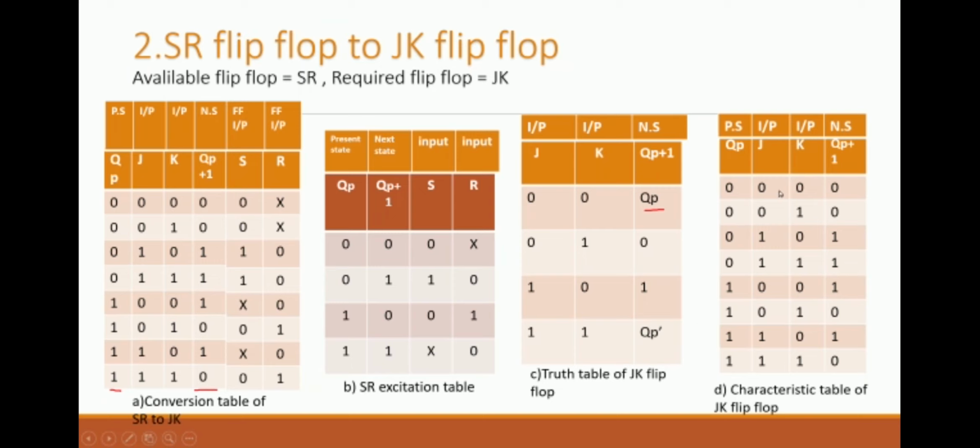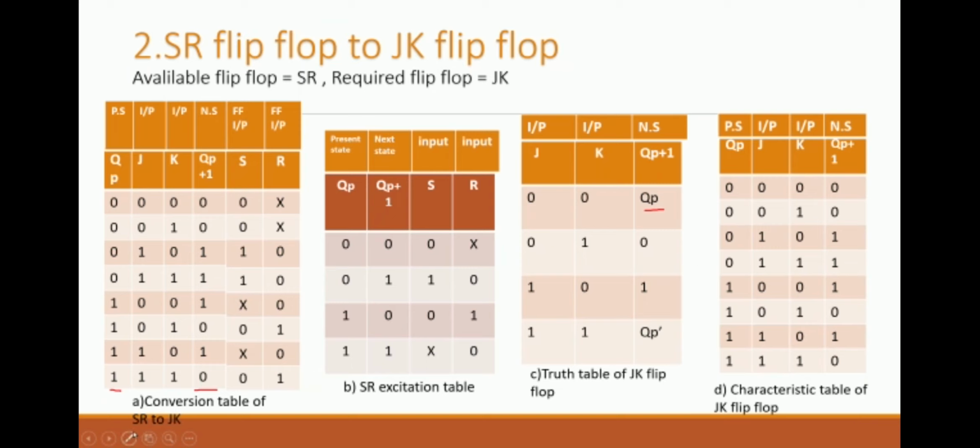For J and K both 0, next state is equal to present state, that is 0. When J and K 01, next state is 0. When J and K 10, next state is 1. For J and K 1 and 1, the next state is complement of its present state, that is complement of 0 is 1. For present state 1: for 00, it is 1. For 01, 0. For 10, 1. For 1 and 1, it is complement of its present state, that is 0.